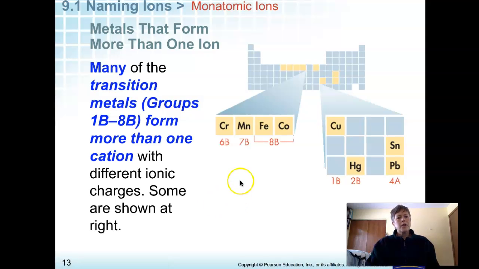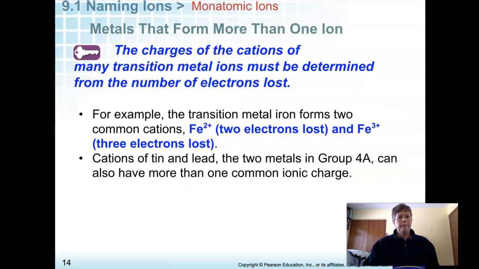Now, some of the transition metals do some weird, wonky things. They form more than one cation. We won't get into why that is. The charges of cations in many transition metals must be determined from the number of electrons they lose. Remember, electrons are negatives, so if you lose negatives, you become positive. So looking at Fe2+, they lost 2 electrons, Fe3+, losing 3 electrons. So let's see how we name this.